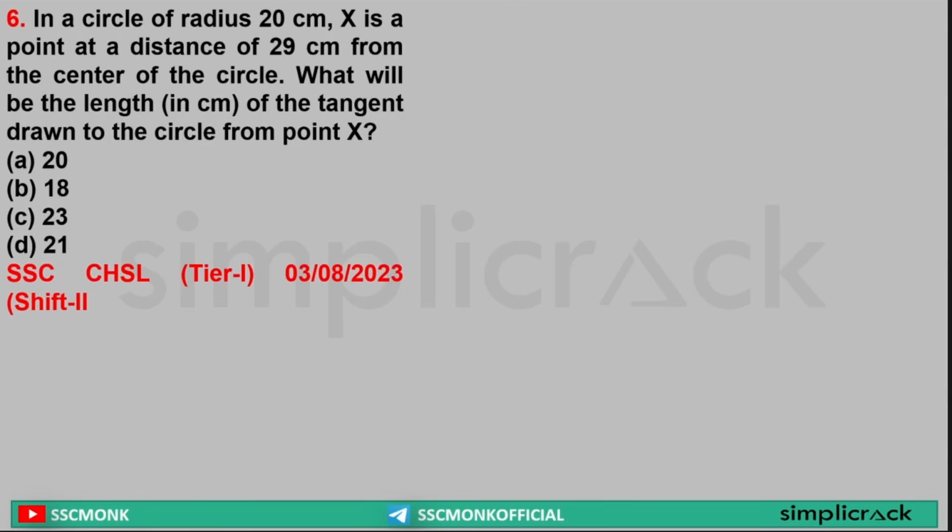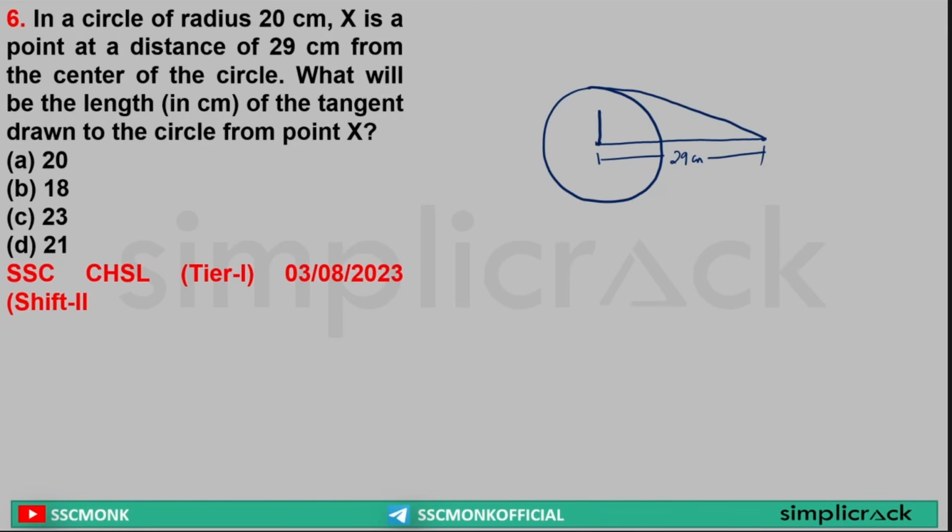See, it is saying this is the center, this is the radius, that is 20 centimeter. Then from the center a point is here and this distance is 29 centimeter. Clear? Yes. Now there is a tangent from this point to the circle, let's say this.